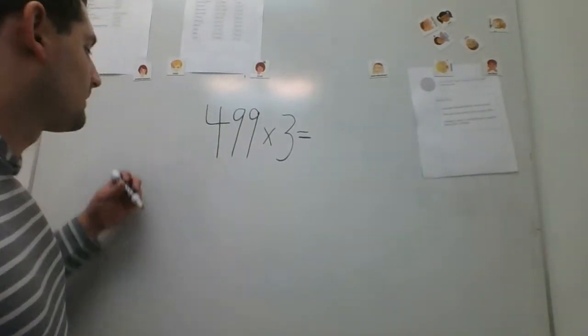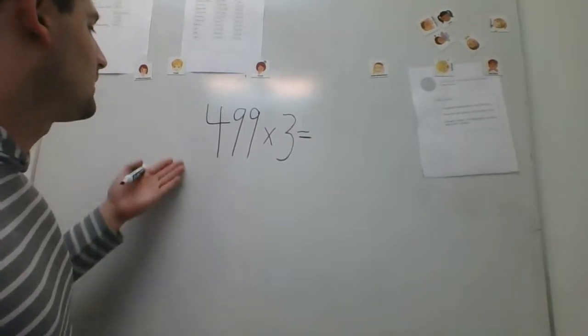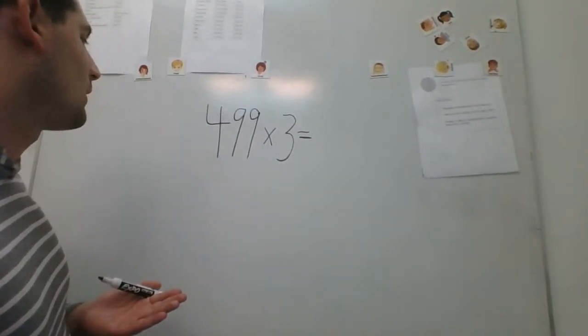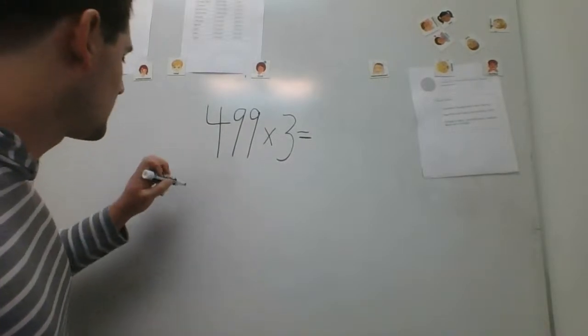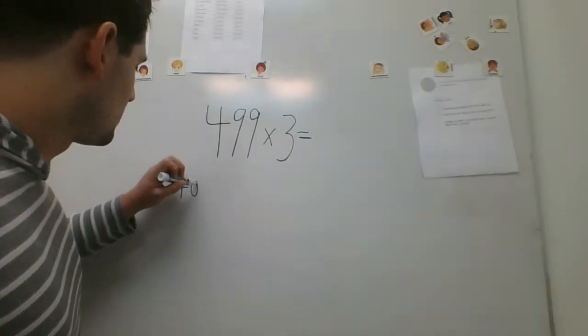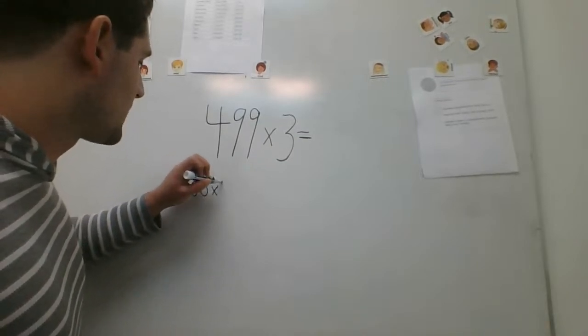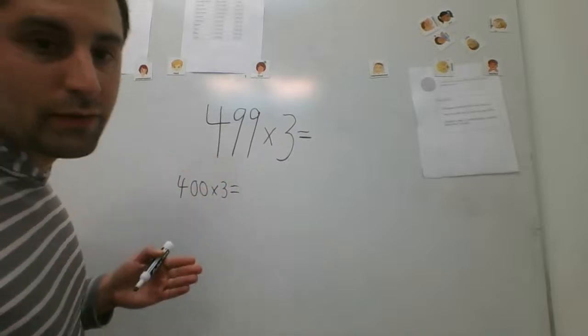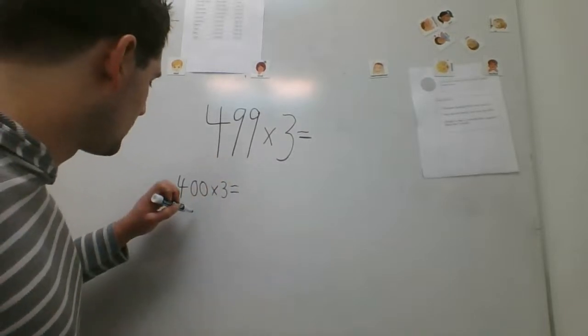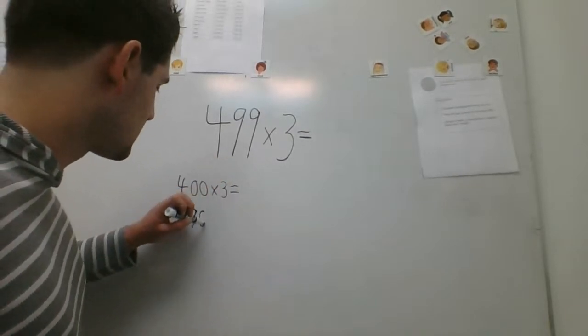All right. So again, we're building off of what we know from expanded form. The 4 in the hundreds place has a value of 400, so we have to multiply 400 times 3. The 9 in the tens place has a value of 90, so we have to multiply 90 times 3.